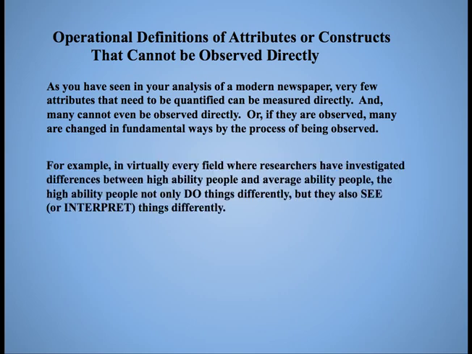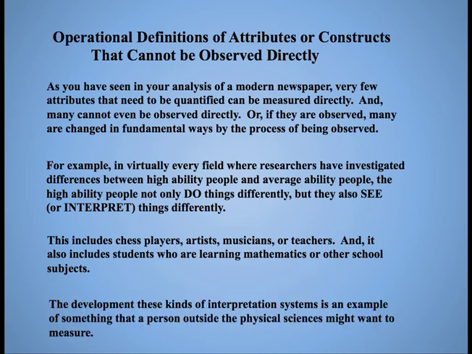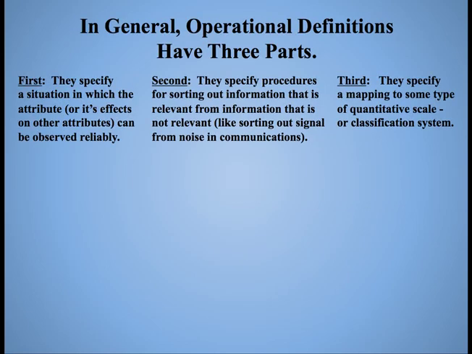For example, in virtually every field where researchers have investigated differences between high-ability people and average-ability people, the high-ability people not only do things differently, but they also see, or interpret, things differently. This includes chess players, artists, musicians or teachers. And it also includes students who are learning mathematics or other school subjects. The development of these kinds of interpretation systems is an example of something that a person outside the physical sciences might want to measure. In general, operational definitions have three parts.